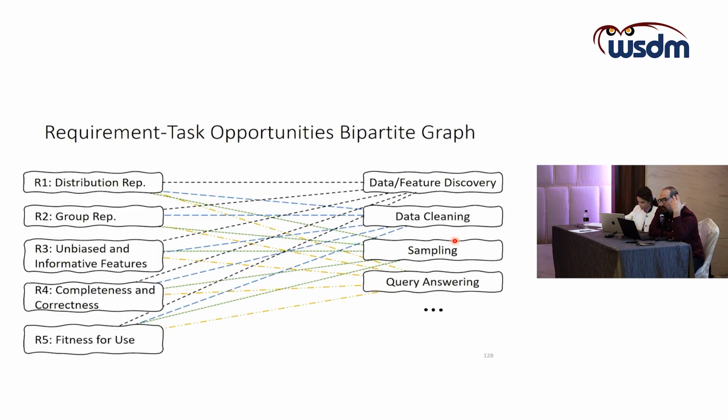A crude way of seeing opportunities is to consider this bipartite graph. In the left partite, I have the requirements we mentioned: distribution representation, group representation, unbiased and informative features, completeness and correctness, and fitness for use. And on the right-hand side, consider some tasks in the pipeline of data, the third slide in this tutorial. We have data and feature discovery, data cleaning, data sampling, query answering, etc. And every edge in this complete bipartite graph is potentially a line of work.